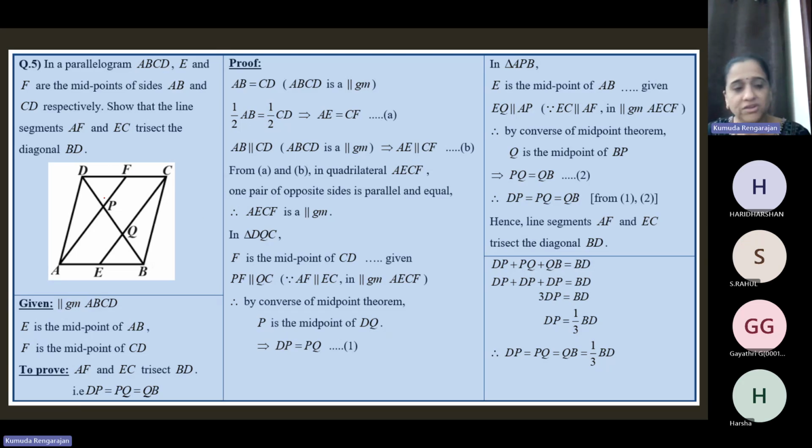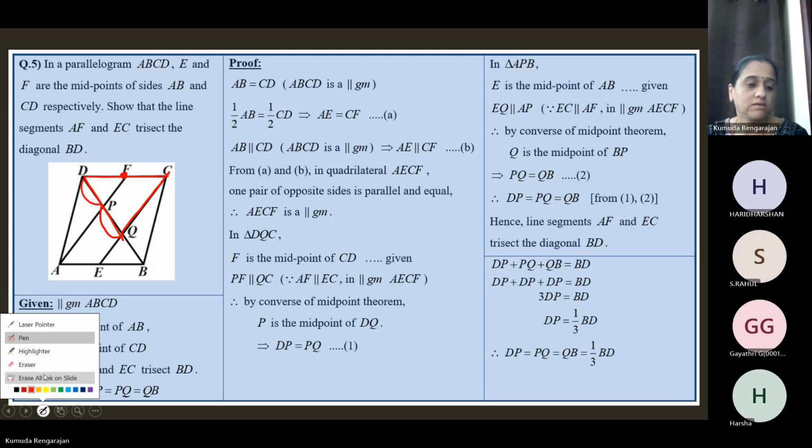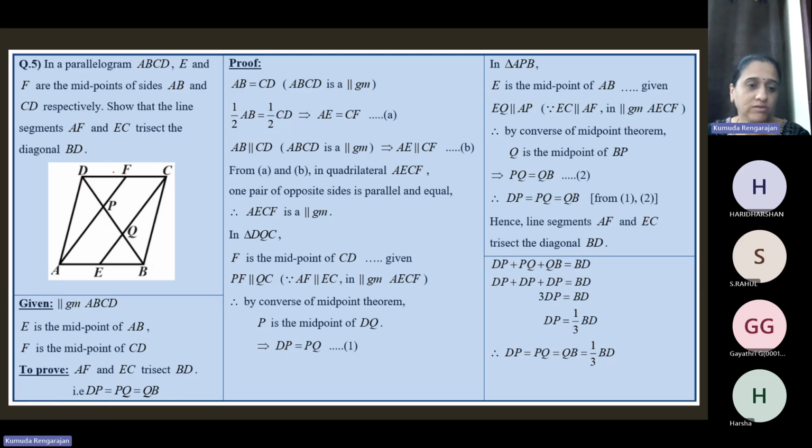So the triangle you're going to take up should include DP and PQ. That means it should have the side DQ. And it should also have the side DC because F is the midpoint. So obviously the triangle is DQC. Triangle DQC, because F is the midpoint of DC. So you want the side DC. And you are trying to prove that DP is equal to PQ, so you need this side DQ.